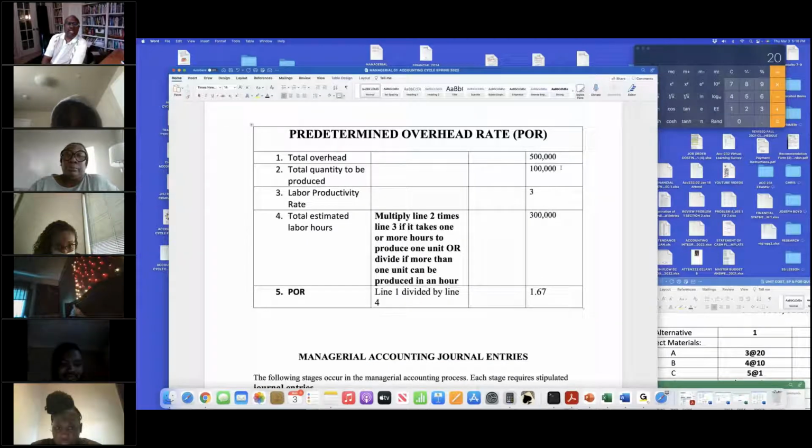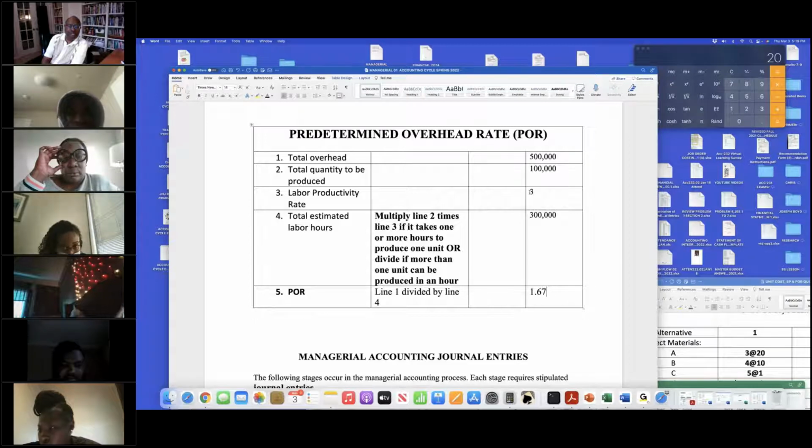Let's keep cool. Here's the POR. This is how it looks. Total overhead, you're given that. Total quantity. Then you put this productivity number in. Then you got to get your hours. If it takes more than 1 hour, you multiply. If you can make more than one item in an hour, you divide. It's just like what you did when you got the unit cost for labor. You either multiply or divide with this number. Once you get your total hours, line 1 divided by line 4 gives us the POR.